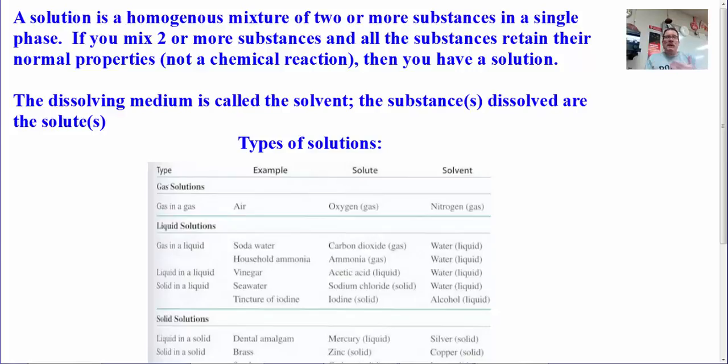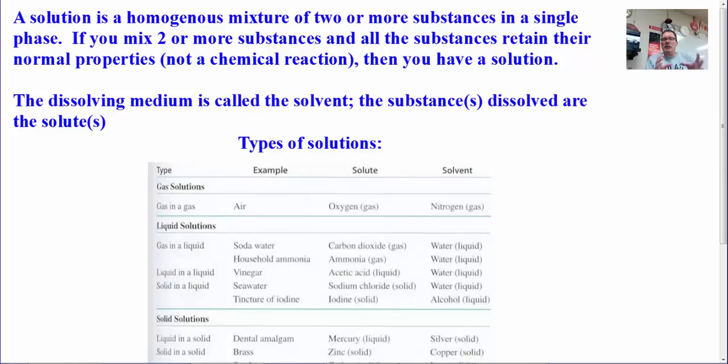Here is the basic definition in a chart that just shows you. While we will be very used to thinking of solutions as something dissolved in water, really a solution is a mixture of two or more substances in a single phase. So water, of course, being a universal solvent, is what most people are used to, and then things dissolve and it looks like liquid. And that's highly beneficial, but it's not the only thing.